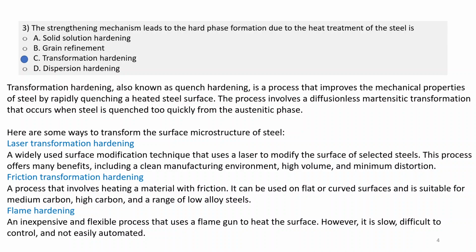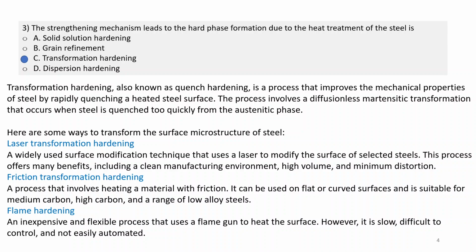Next is friction transformation hardening. In this case, it is a process which involves heating a material with friction. It can be used on flat or curved surfaces, and it is suitable for medium carbon and high carbon steels and a range of low alloy steels.